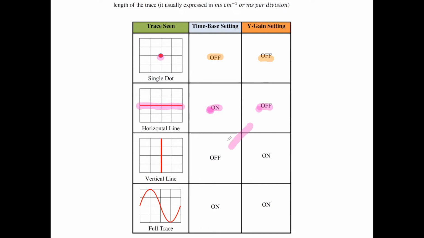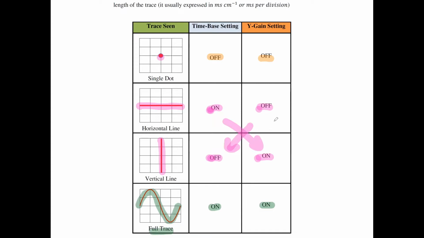Now, if I were to inverse the setting, this time the time-based setting is off, but the Y-gain setting is on. If the time-based setting is off, the trace cannot travel horizontally. But if the Y-gain setting is on, the trace can travel vertically. So now I only see a vertical line. And then lastly, if I switch on both the time-based and the Y-gain settings, my trace can now travel horizontally and vertically. I get to see a proper waveform of full trace like this.